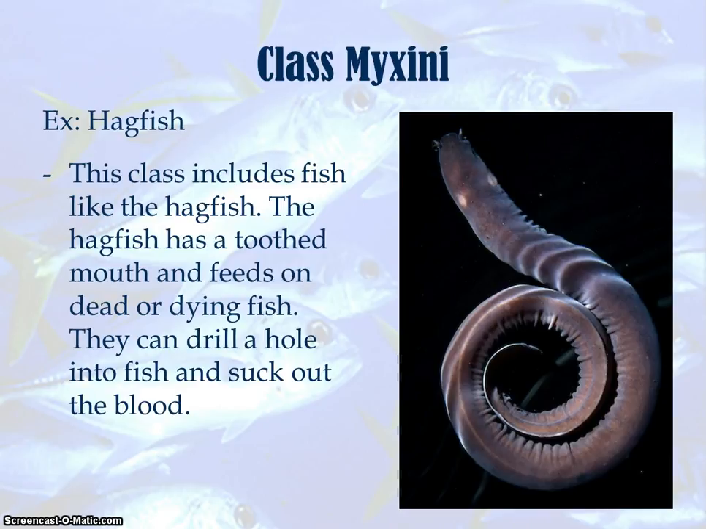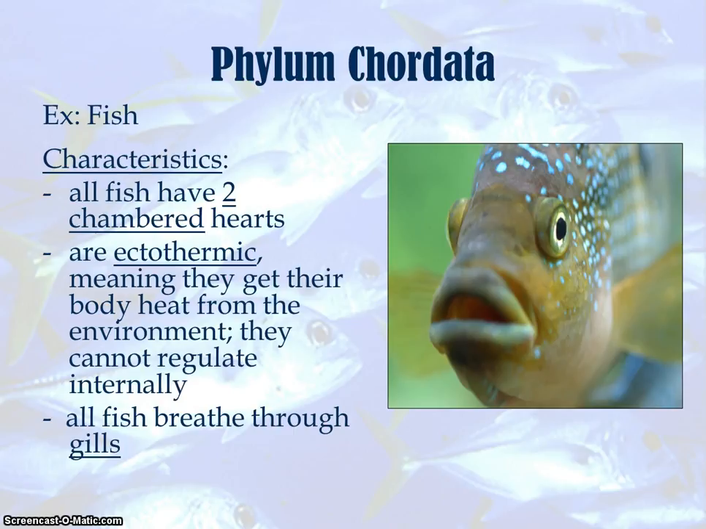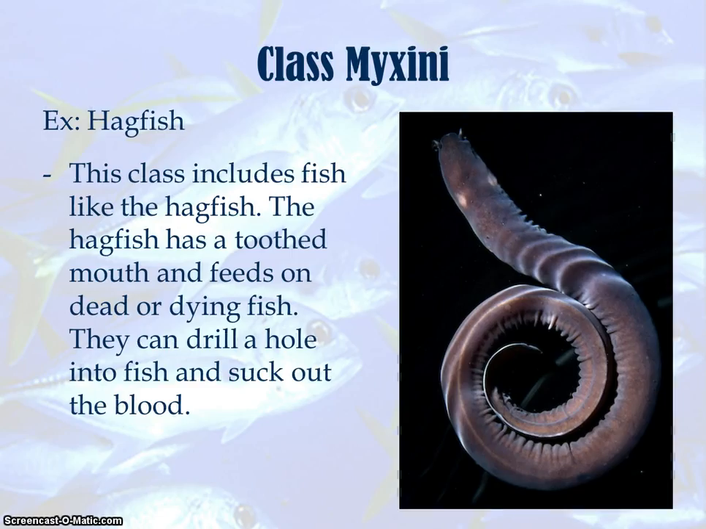So let's look at some examples of our fish. So we're looking at our phylum Chordata, like our fish, and so let's look at some classes of this phylum. You have hagfish. They have a toothed mouth. They have teeth in their mouth.